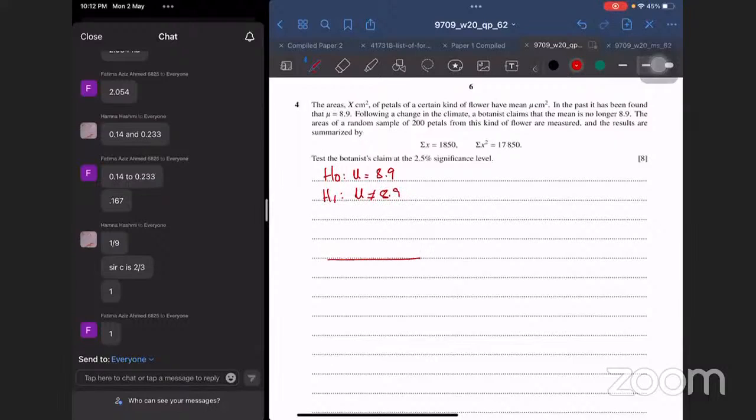Okay. Then I draw my critical region. Okay.